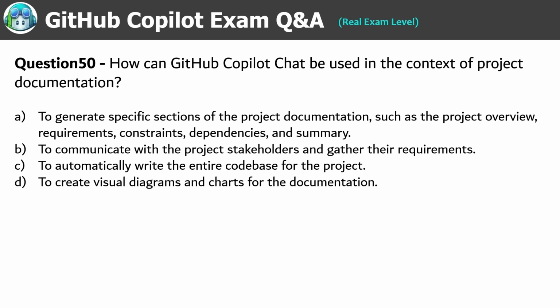Correct? So you'll also be able to understand why it is happening. Question 50: how can GitHub Copilot chat be used in the context of project documentation? And the answer is A. To generate specific sections of the project documentation, such as project overview, requirements, constraints, dependencies, and summary. If you're planning to create project documentation, it can generate specific sections like the project overview, the requirements, the dependencies, and the summary.